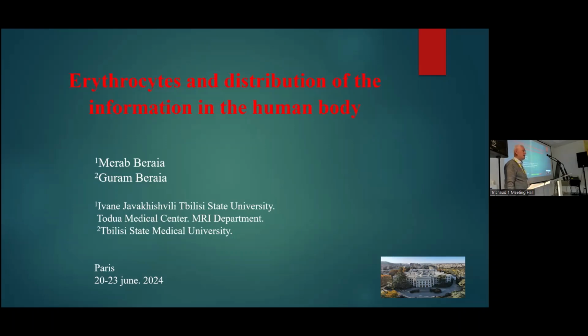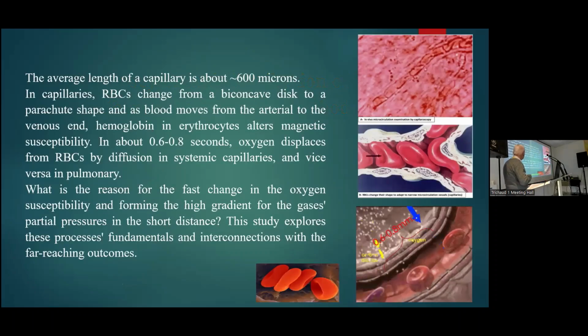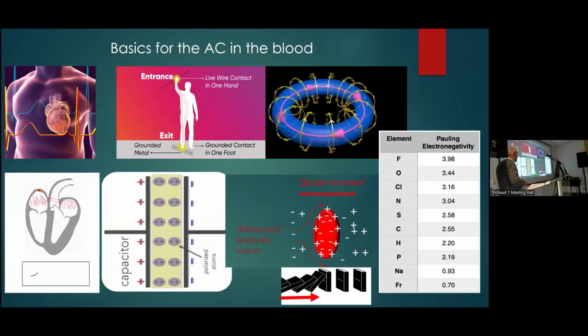On the other hand, ECG can be represented in other tools, and what happens, I will try to tell you time by time. You can see erythrocytes during 0.6 seconds can displace oxygen. And if you take into account that the distance between the venous and arterial end is too short, it's very interesting how the pressure is displaced and how these processes are separated. To understand this, you must look at the blood flow from another way.